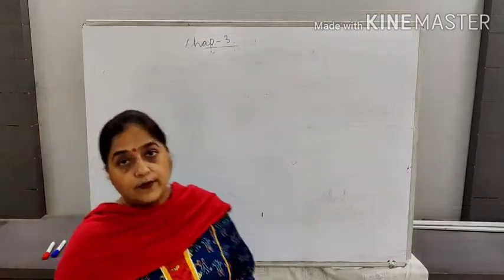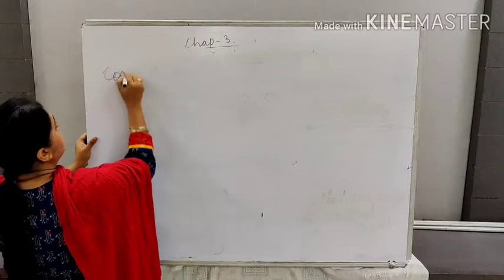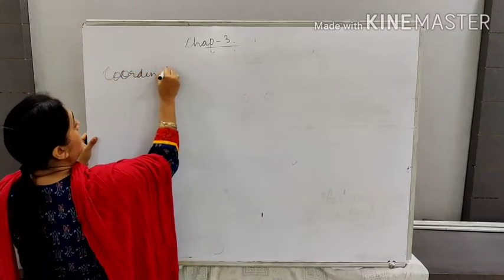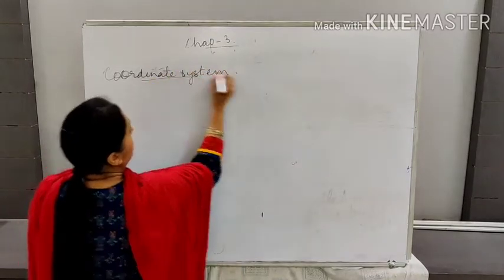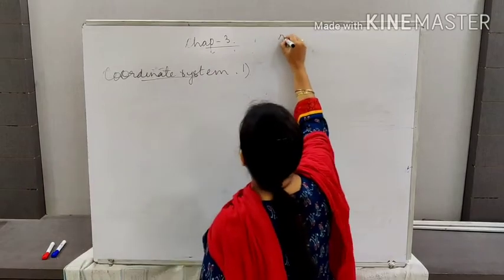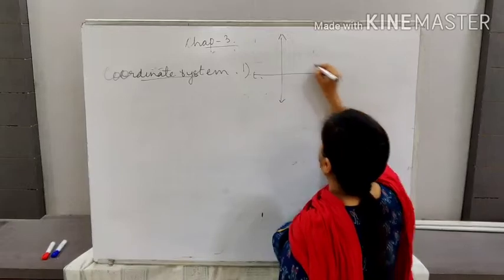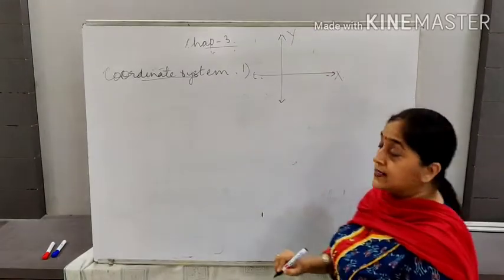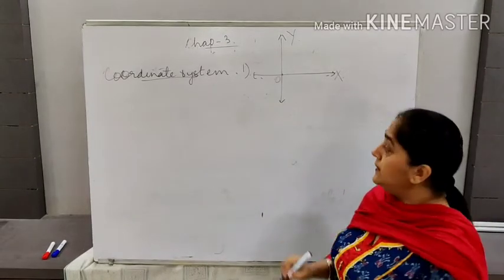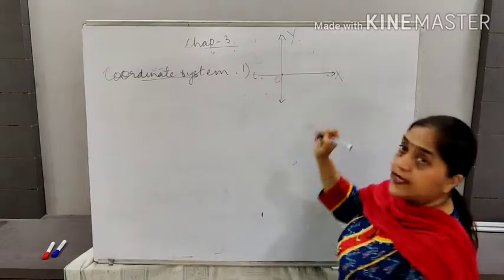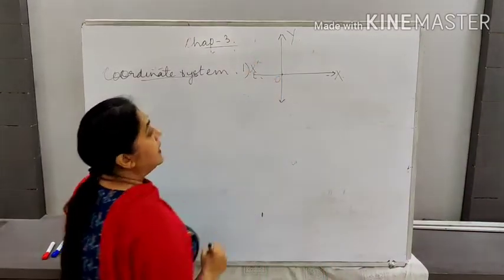So students, what we discussed in this chapter, first of all we discussed what is coordinate system. Coordinate system or coordinate plane or coordinate geometry. What do you mean by this? Number 1, what we meant is that when we are talking about two mutually perpendicular axes, one is the x-axis, the other one is y-axis. And the point of intersection of the two axes is called origin, and on the right hand side of the axis we have the positive points, and on the left hand side we have the negative points.